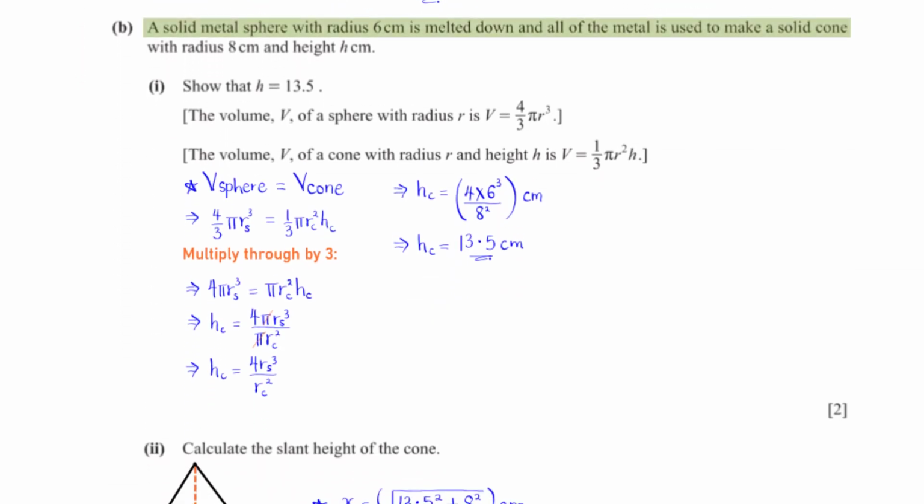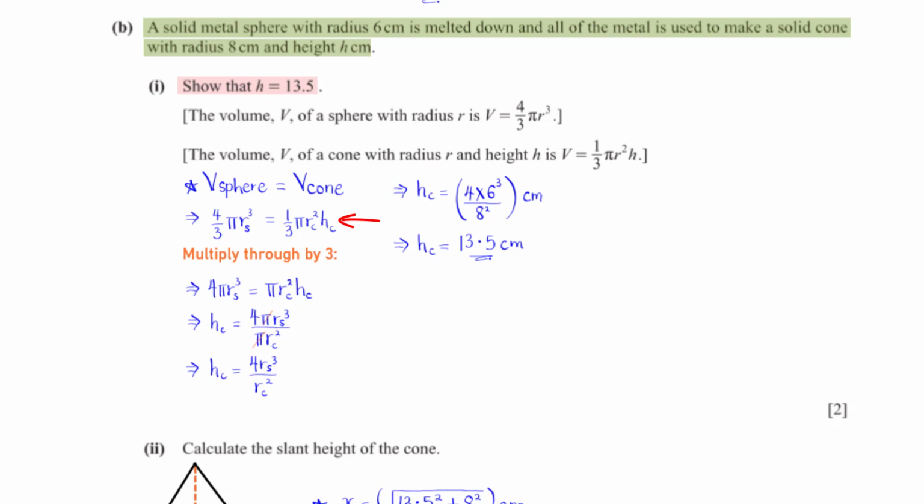A solid metal sphere with radius 6 centimeters is melted down and all of the metal is used to make a solid cone with radius 8 centimeters and height h centimeters. Show that h is equal to 13.5. Since the sphere was melted to make the cone, we can say that the volume of the sphere is equal to the volume of the cone. We know the formula for finding the volume of a sphere and a cone.